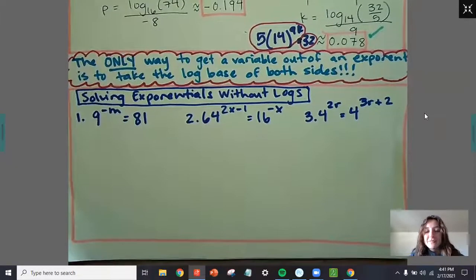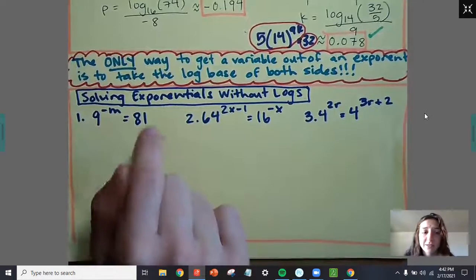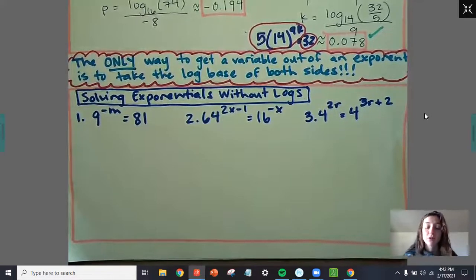Hello everyone. In this video we're going to be talking about solving exponentials without logarithms. So in this case, of course, for problem number 1, we can take the log base 9 of both sides to get negative n by itself, but what we're going to do instead is change it so that it has the same base, and then we're going to set the exponents equal to each other.